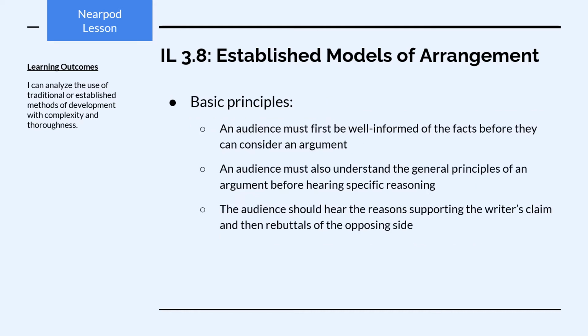Some of the basic principles behind the classical model include this: that the audience must first be well informed of the facts before they can consider an argument. Also, that an audience must understand the general principles of an argument before hearing specific reasoning. So in the classical model, a lot of times orators or arguers would lay out their underlying assumptions for their arguments ahead of time and then apply those to their specific reasons. Lastly, the audience should hear the reasons supporting the writer's claim and also rebuttals of the opposing side. That was expected in the classical model.